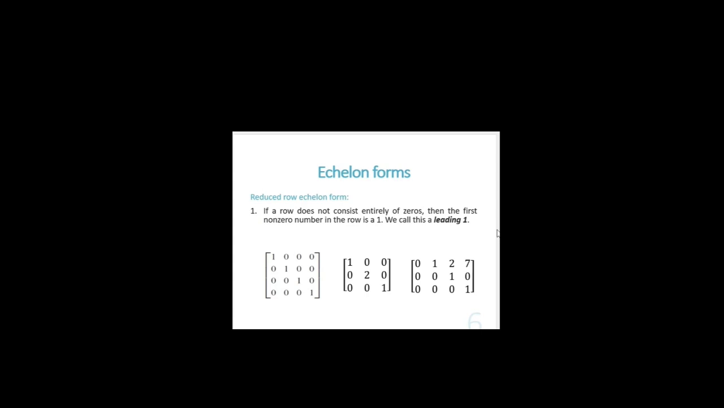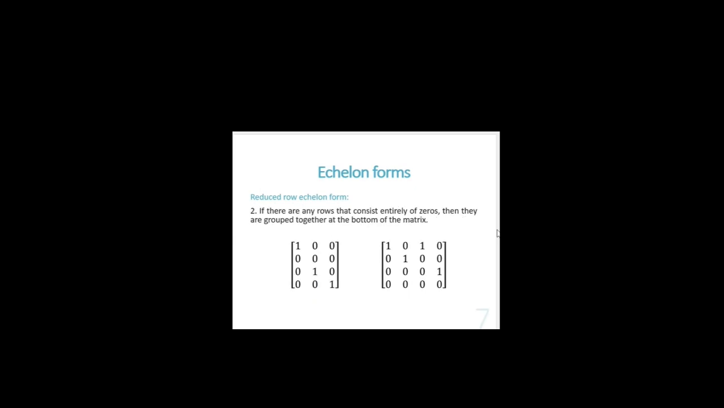What would you say about these? There's a 2 there. So if a row does not consist entirely of zeros, then the first non-zero number in the row is a 1. Would this fit the definition? No. What about this one? Yes, it does. It doesn't consist of all zeros, so the first non-zero number is a 1. Yes, that holds true for this row. Same thing for this one. That's a 1 here, and there's a 1 there. So you're going to see these matrices, and you've got to be able to recognize whether they have the properties or not.